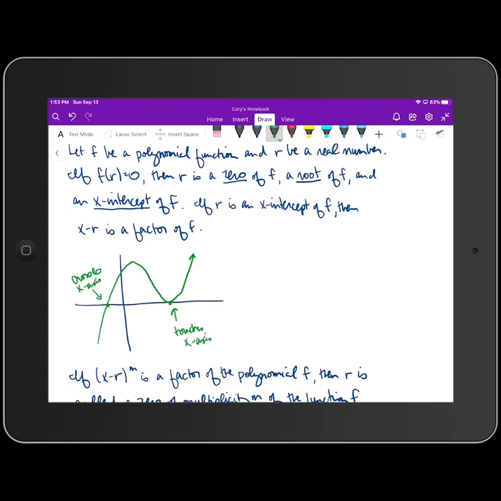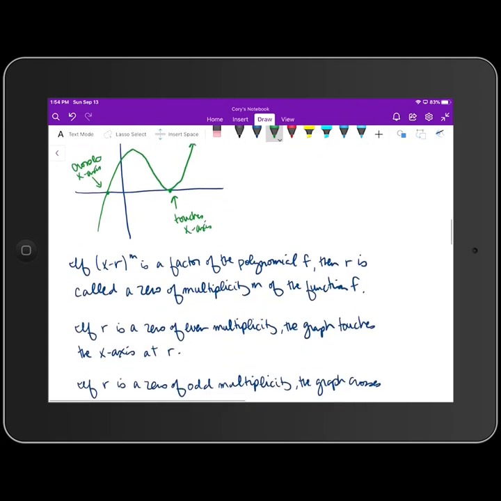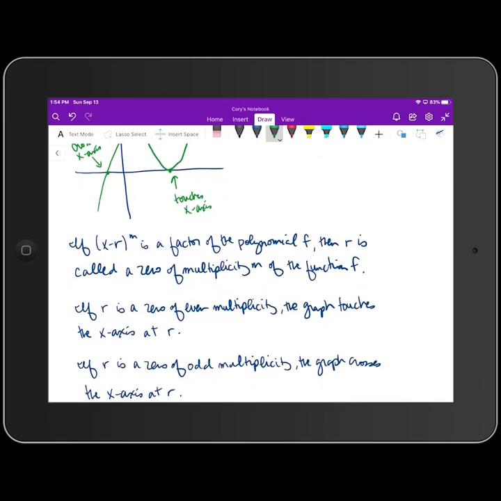And if you remember from last year, what helps us determine whether a graph touches or crosses the x-axis at an x-intercept is the multiplicity of your zero. Okay, so let's take a look at multiplicity. So if x minus r raised to the m power is a factor of the polynomial f, then we can say r is a zero of multiplicity m of the function f.